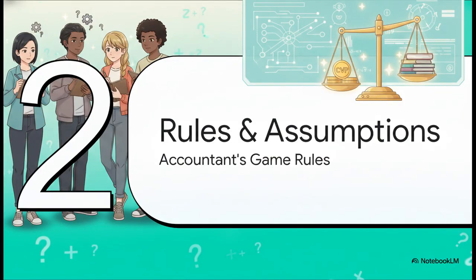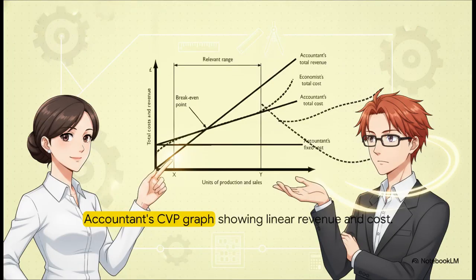Moving right along to Section 2, CVP Rules and Assumptions. Think of these as the rules of the accountant's game. And yes, a quick heads up, these are highly testable points. Notice the accountant's CVP model we have here. Do you see how the total revenue and total cost lines are perfectly straight? That right there is the linear assumption at work. Now, in the messy real world, an economist might tell you, hey, those lines should curve because efficiencies and prices change, and they'd be right. But as accountants, to keep our CVP model functional and practical within a relevant range of output, we just assume a beautifully straight, linear relationship. It keeps all our calculations clean, and it gives us one single clear break-even point right where those two straight lines cross. Honestly, it's pretty elegant, isn't it?